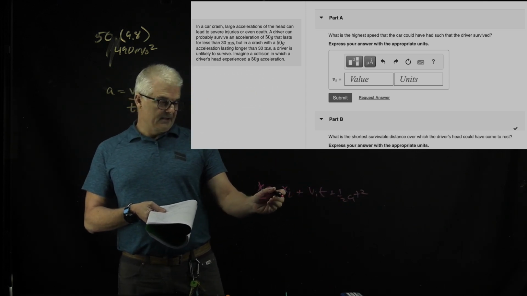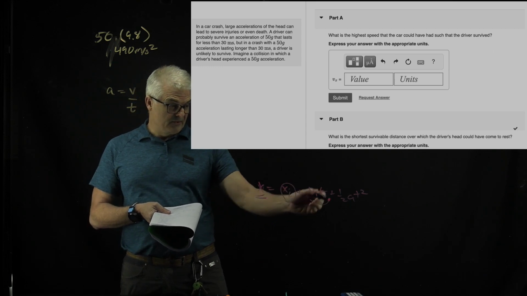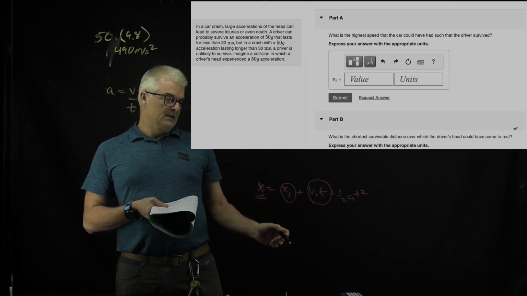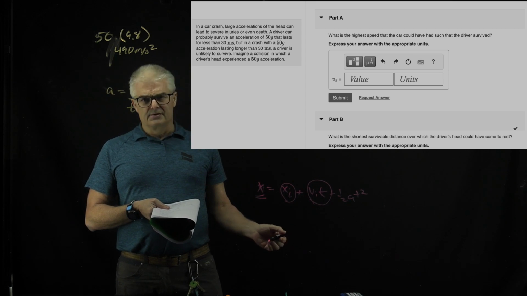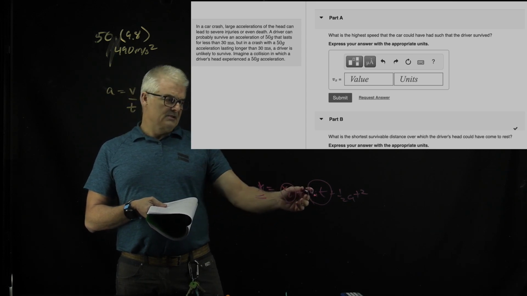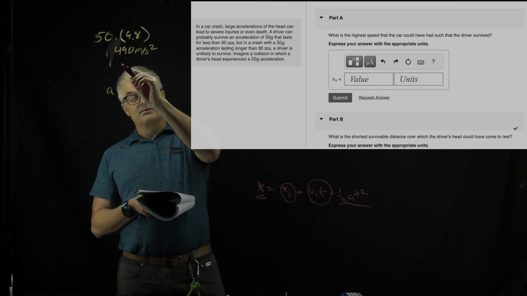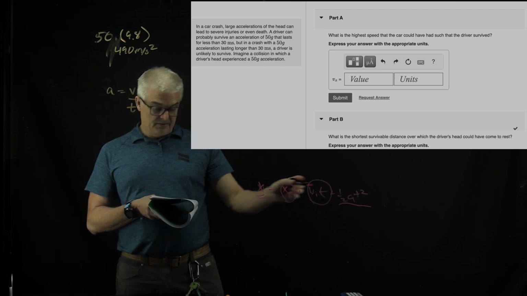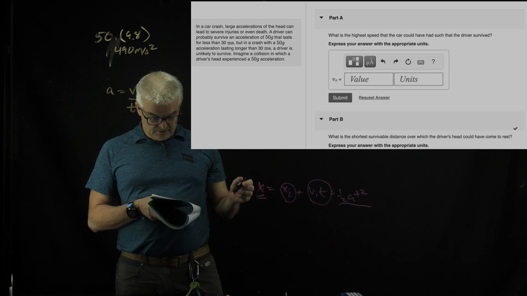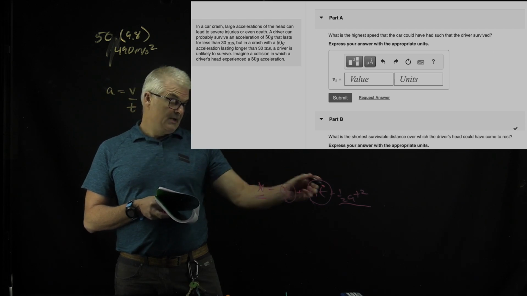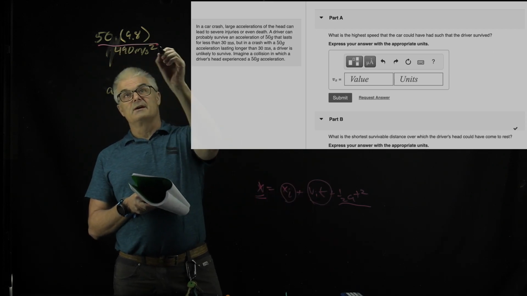You're solving for x. The initial x is zero. The initial velocity, it's actually moving at a certain speed, but you're just talking about acceleration, so that's going to be zero. So you're just going to plug it into at squared, because you'll know the time was 30 milliseconds, and you know the acceleration, and you're going to just solve for the distance, where the a is this 50 times 9.8.